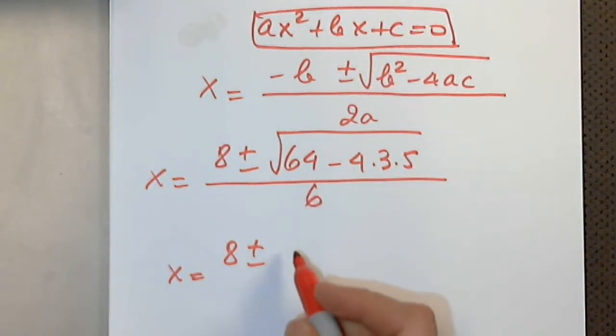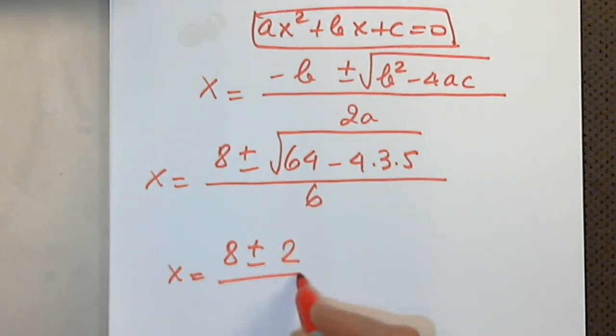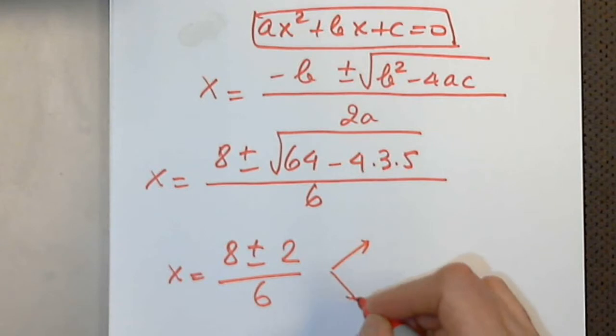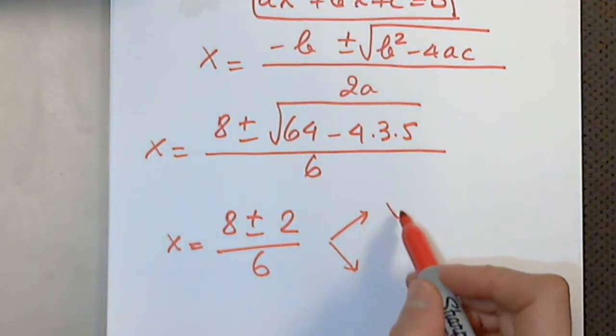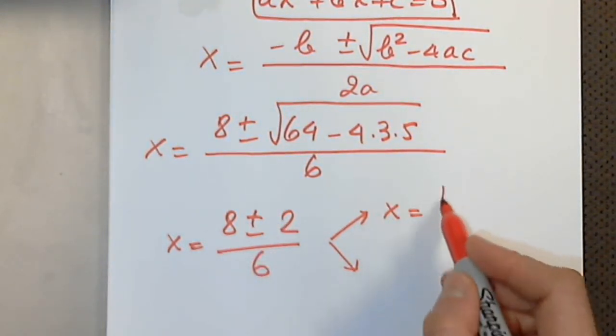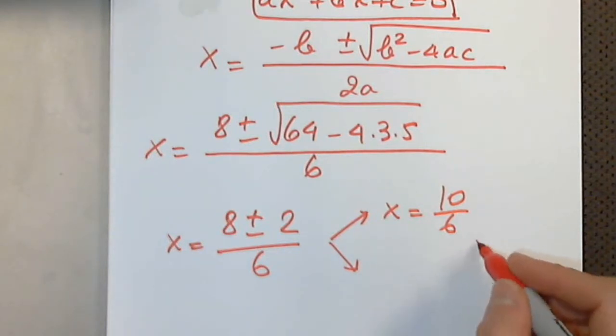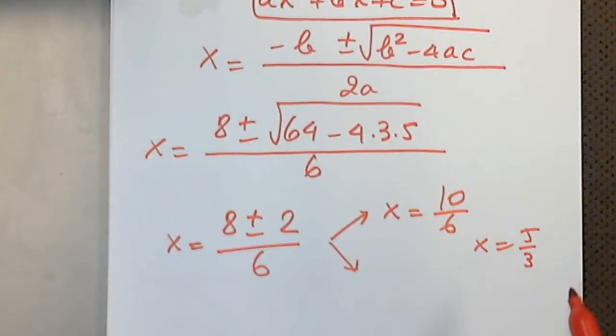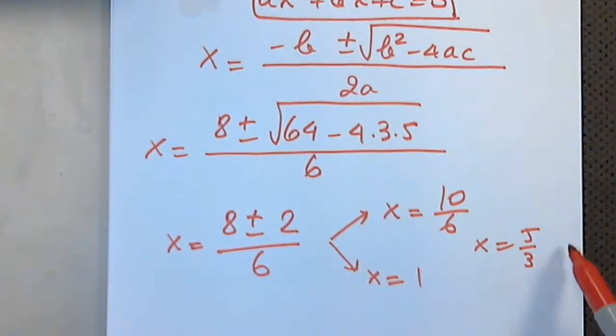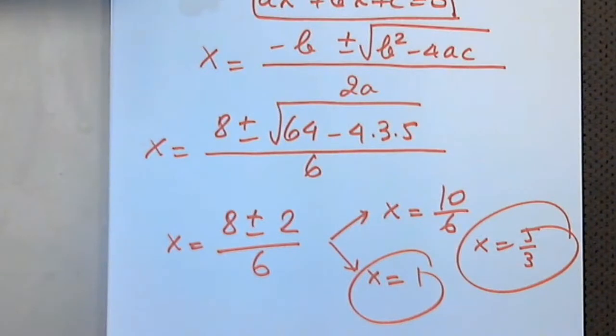64 minus 60 is 4. The square root of 4 is 2. So there are two options, and we have to separate them. x equals 10 over 6, and of course, I'll simplify, 5/3. And 8 minus 2, 6 over 6, which is 1. Now you understand why I have to have the solutions, right? Yeah. Any questions for me?